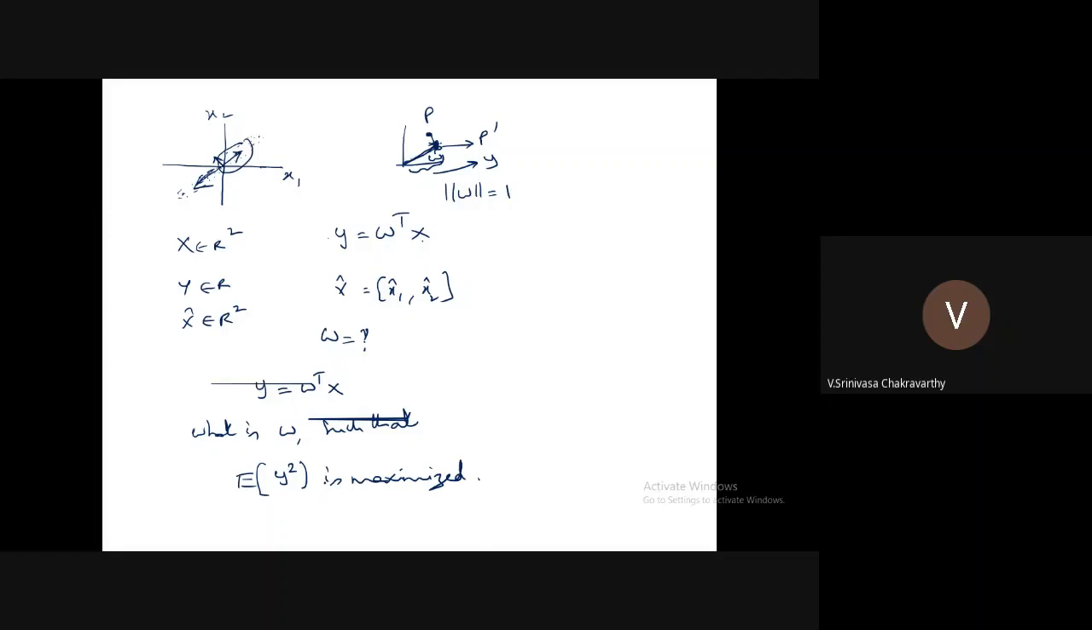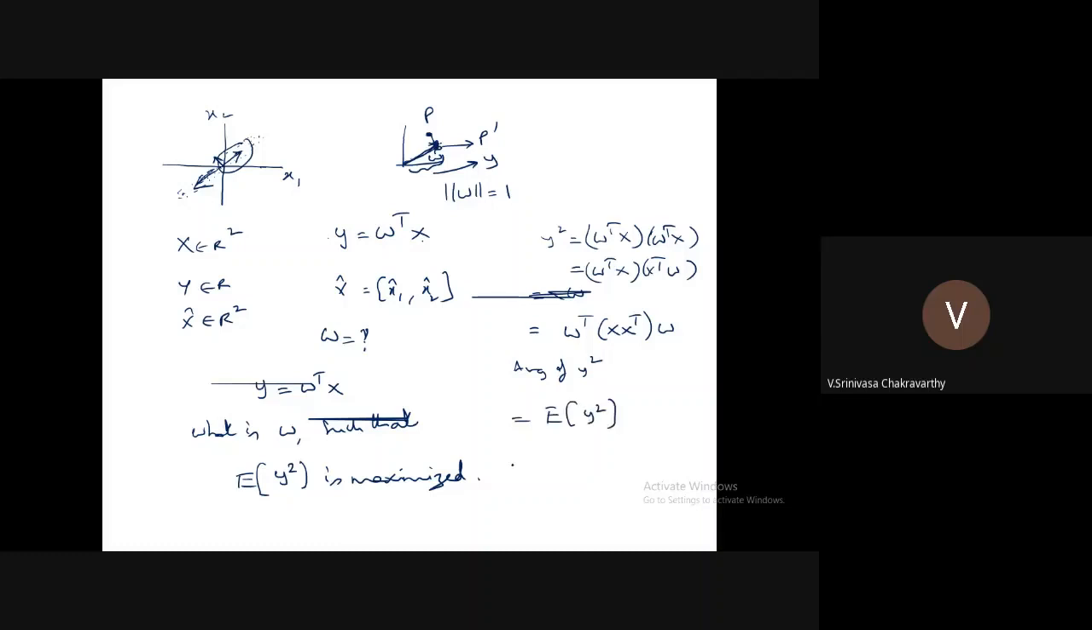So how do you do that? Let us calculate this. y is equal to W transpose X. So y square is equal to W transpose X times W transpose X. So this can also be written as W transpose X into X transpose W because it's a dot product, right? It's symmetric. So this becomes X transpose into W. So now the mean value, that is the average of y squared, is equal to the expected value of y squared, which is equal to the expected value of W transpose XX transpose W.